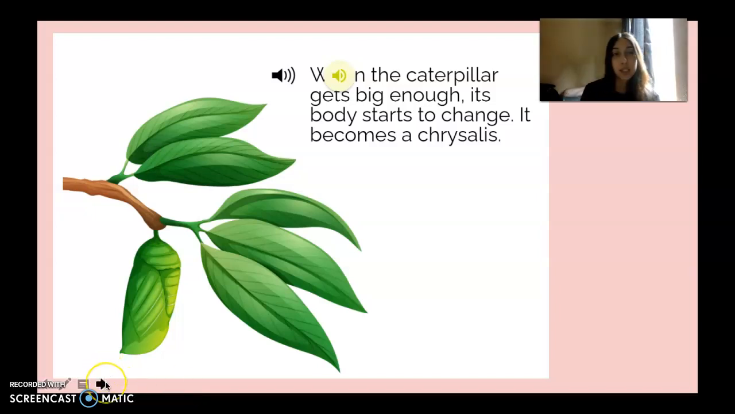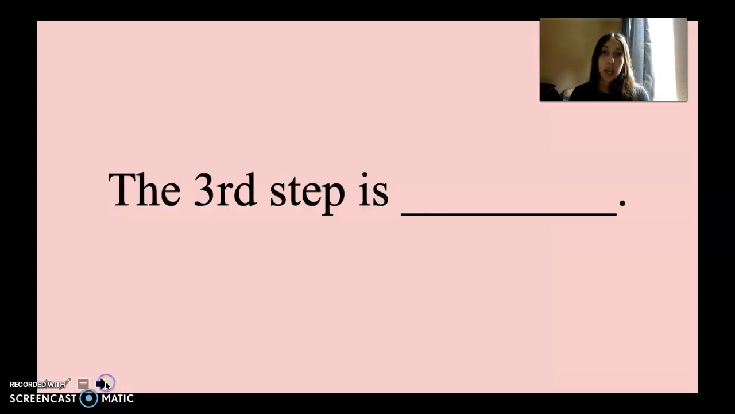So can we turn our bodies again? And this time, we're going to have partner B say it again. Partner B, you're going to tell partner A, what is the third step? So go ahead and turn to your partner. Partner B, tell partner A, what is the third step? Can I have someone tell us? The third step is they form a chrysalis.